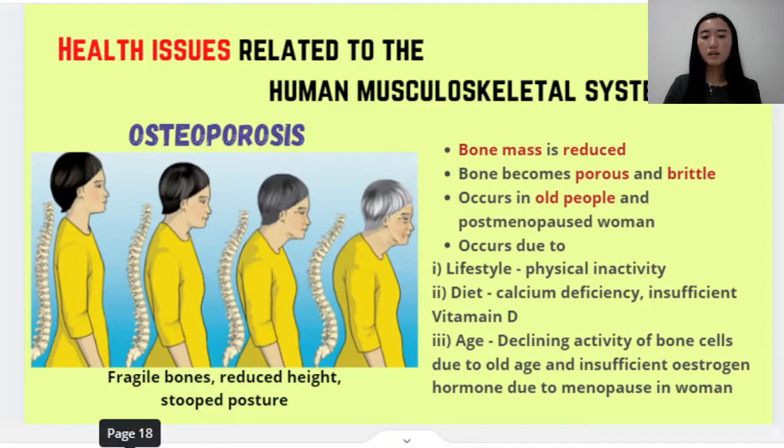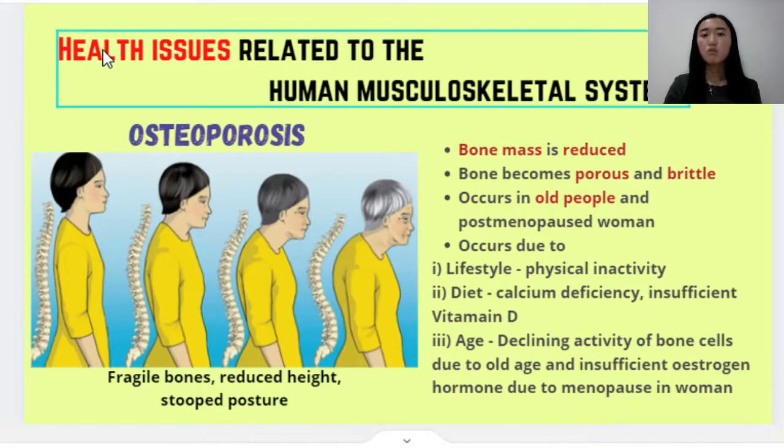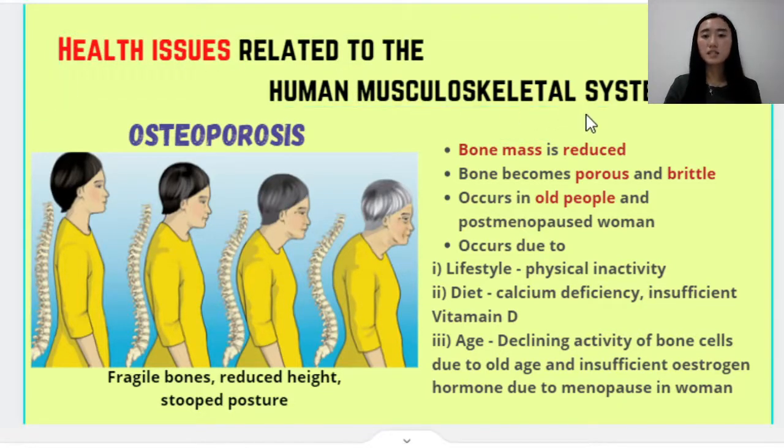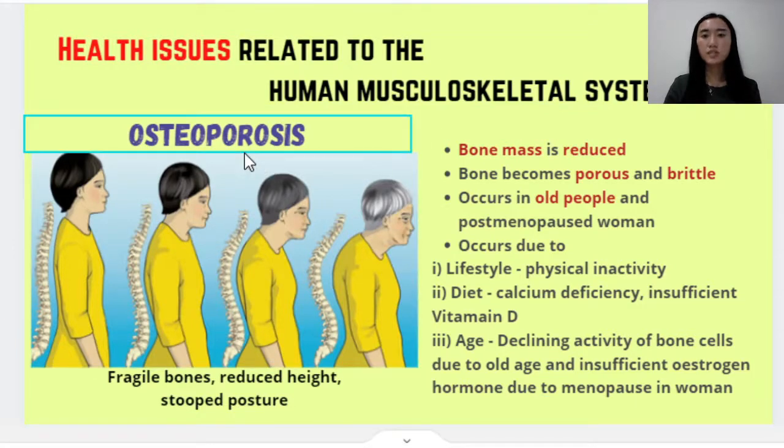Then now we go to the third subtopic of this chapter, which is health issues related to the human musculoskeletal system. The first health issue is osteoporosis. As you can see in this diagram, osteoporosis.